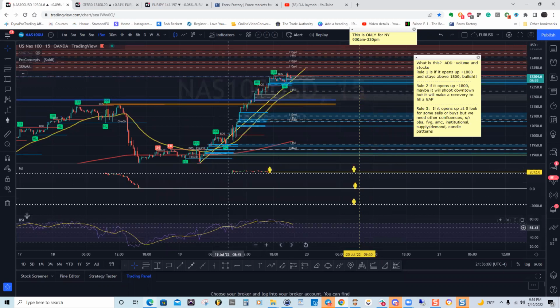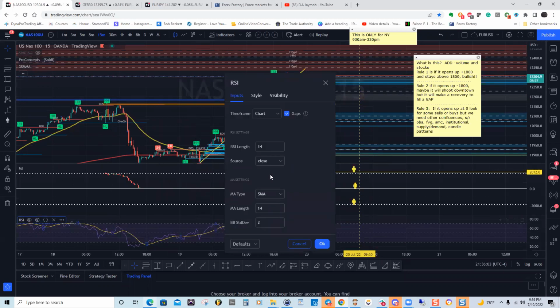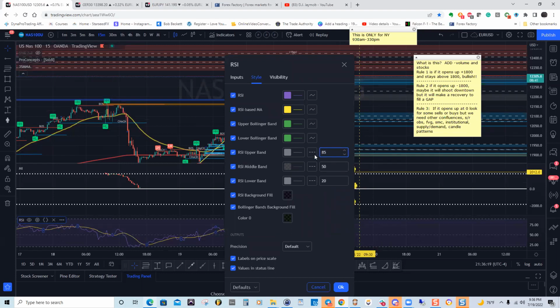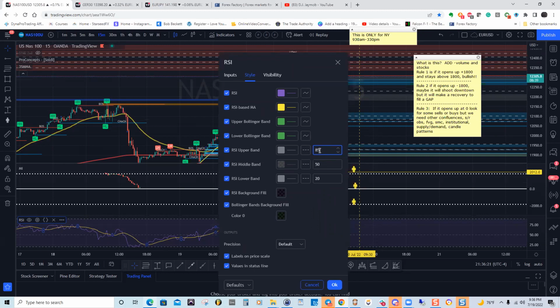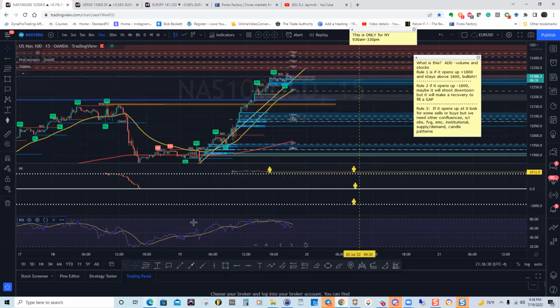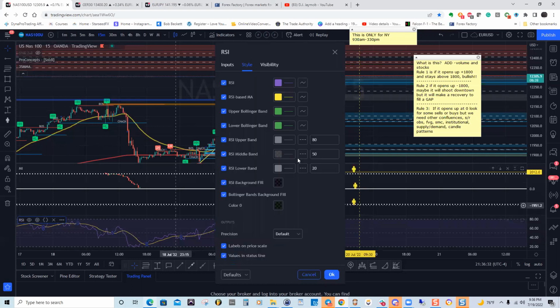Look at this. Let me go back and make the RSI even better. My overbought is 90, my oversold is 20. I use 90 and 20, not 80. Actually, 80 is fine. And the middle is 50. 50 is going to be consolidation. Let's make the level so I can see.